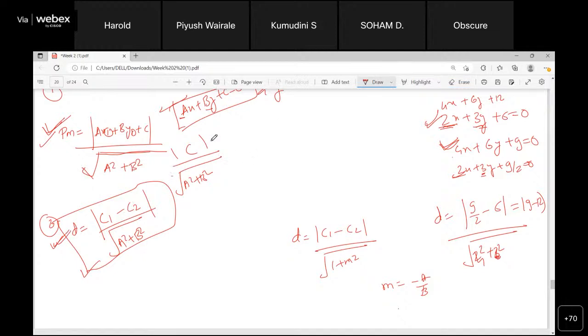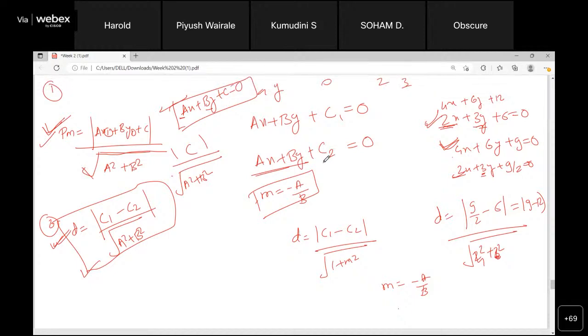Here I am talking about a general equation, that is ax plus by plus c1 equals 0, and here ax plus by plus c2 equals 0. In this case you can use this formula. Now the second one is about the slope form. If you see, what is the slope here? Minus a by b, right? For both equations the slope will be the same, minus a by b, because the lines are parallel.